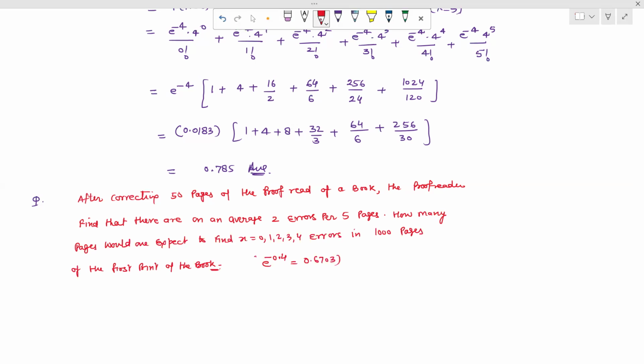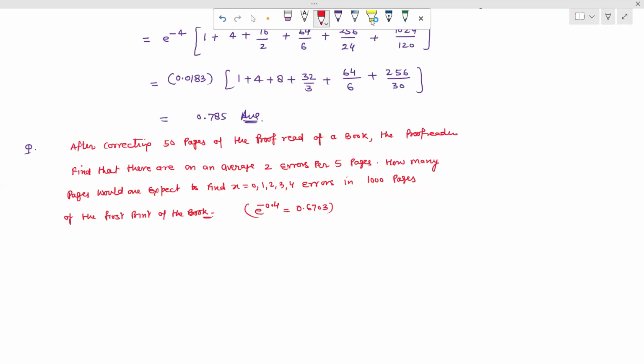0.6703. Okay, so we already understand or remember that when we are talking about errors, defective items, we apply the Poisson distribution. So here also we apply the Poisson distribution because we are going to calculate the errors. Now, when we do the solution of this, we calculate the number of errors. So there are 2 errors per 5 pages. So this is on an average. Average means mean.